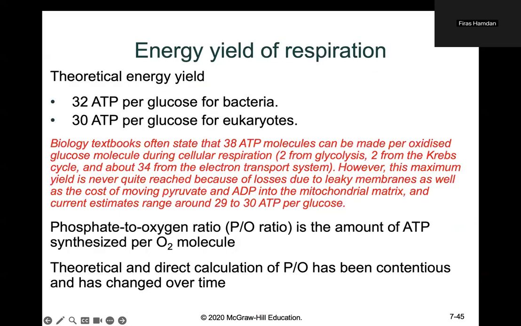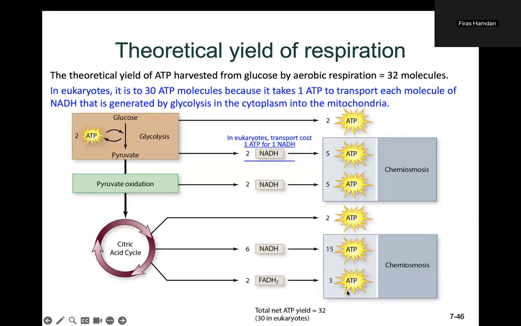So now let's talk about the energy yield of respiration. Let's actually calculate this. Starting off with glucose, when you're breaking glucose down to pyruvate, you actually get 4 ATPs, but you're spending 2 ATPs. Remember, this is you priming glucose to be broken down. You're losing 2 ATPs, but you're creating four, so net you get two. Okay, this is great, and you get two NADHs, which is perfect.